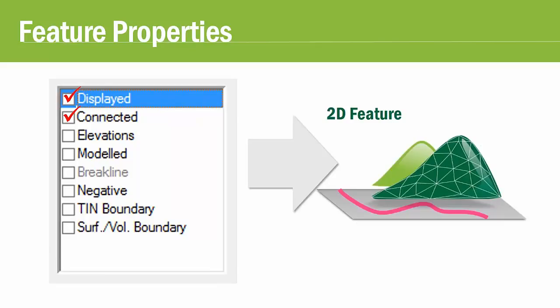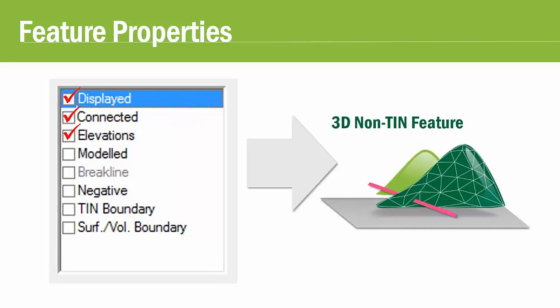This one is the same as the previous one I just showed you, but they're connected. This one here, it's displayed, obviously we can see it. The points are connected. It has elevations, but it's not part of the model. It's kind of going through the model there in that graphic.